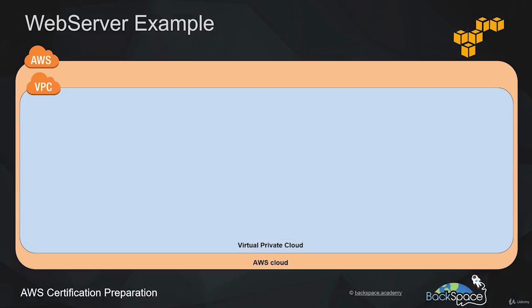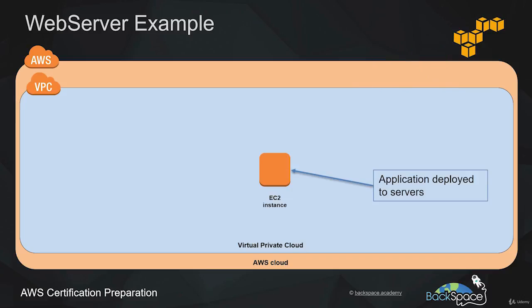So let's have a look at how we could use these services to deploy a web server in the AWS cloud. Here we have the AWS cloud and our virtual private cloud, or VPC, located inside that. And remember, a VPC is our own private space within the AWS cloud, and no one can enter that unless we allow them to enter it. We can launch an EC2 instance, and that can be running our web application, for example, WordPress.